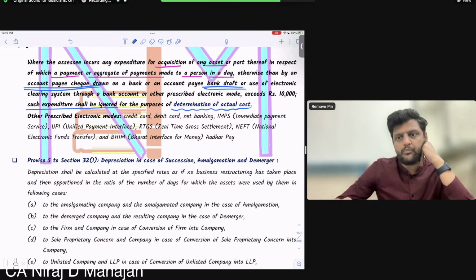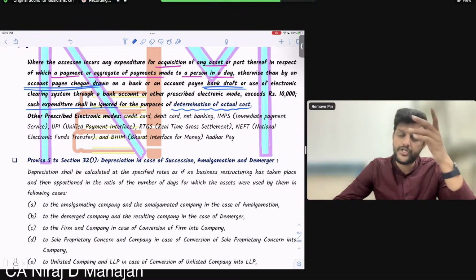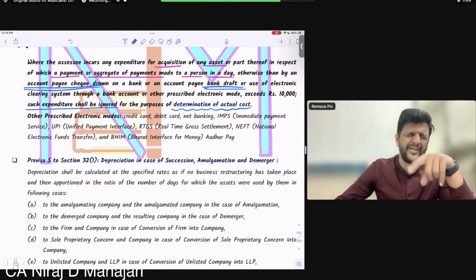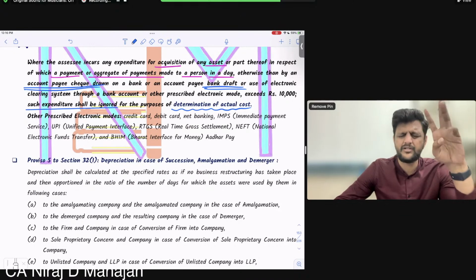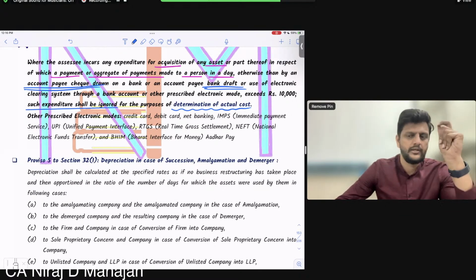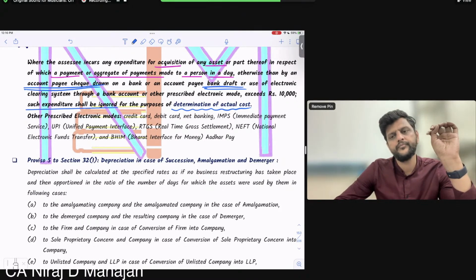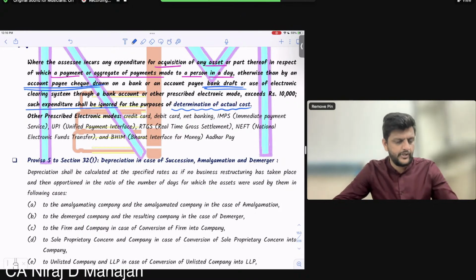So it is not just about P&L debit or balance sheet asset. We have to also check the modes of payment. Are you getting my point or no? So if the mode of payment is not account payee cheque, bank draft, electronic clearing system or other prescribed modes, and it is more than 10,000, then that expenditure is not to be added in the cost of the asset. Clear or no? Tell me. Understood?